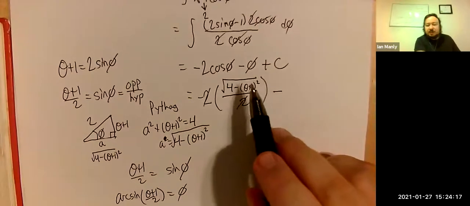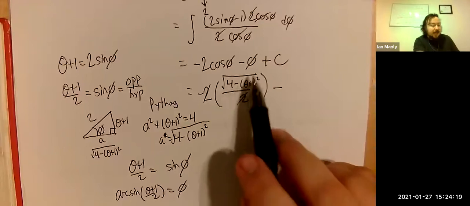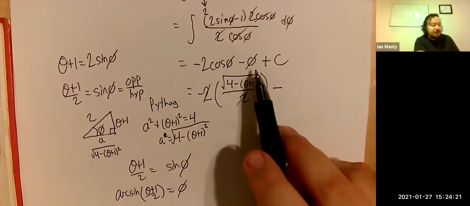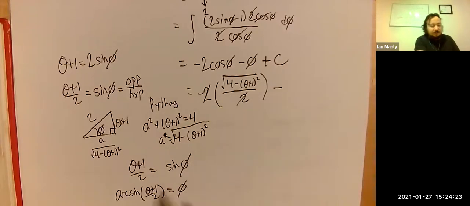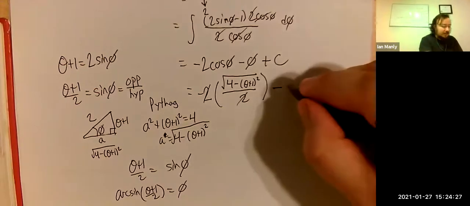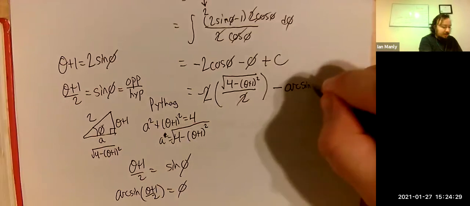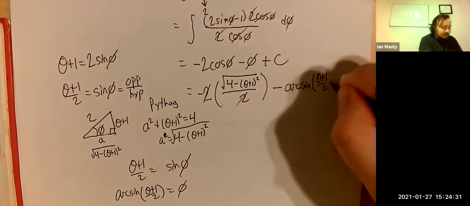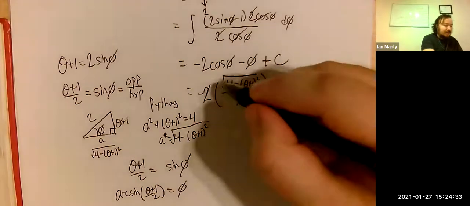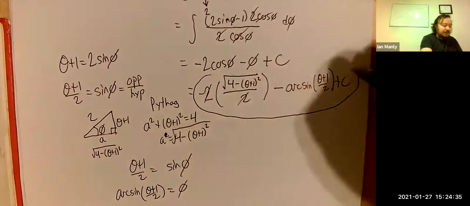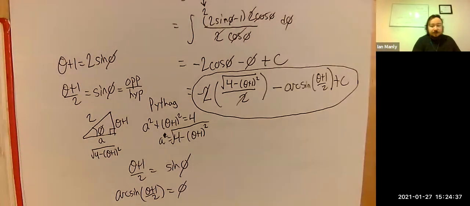That's what I was saying last time. Remember, if you ever have an angle variable on its own, it's going to end up being arcsine of the original one, or arc something, depending on what the substitution is. This is going to be arcsine of theta plus 1 over 2. And there we go. So then we finally finished the problem right here.